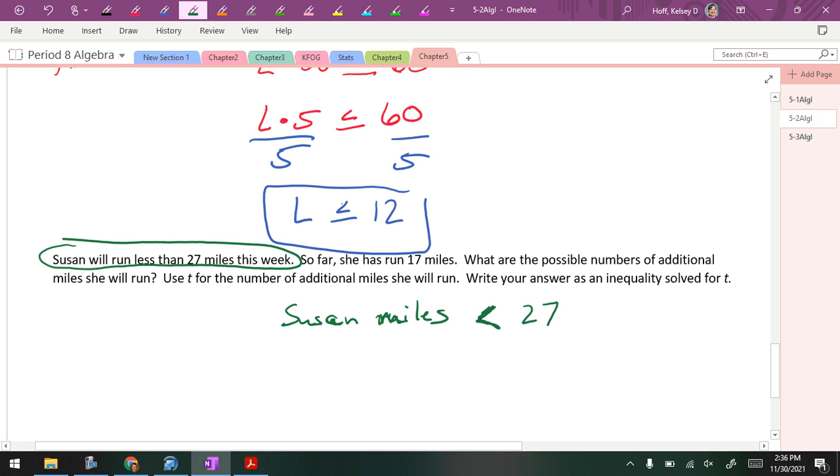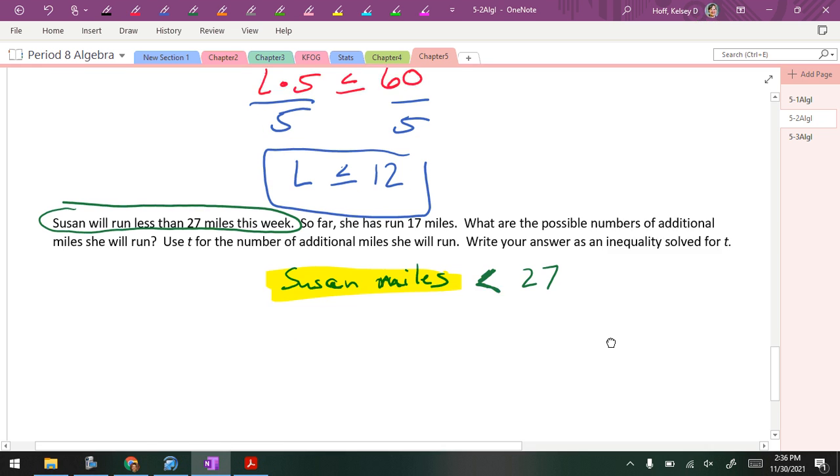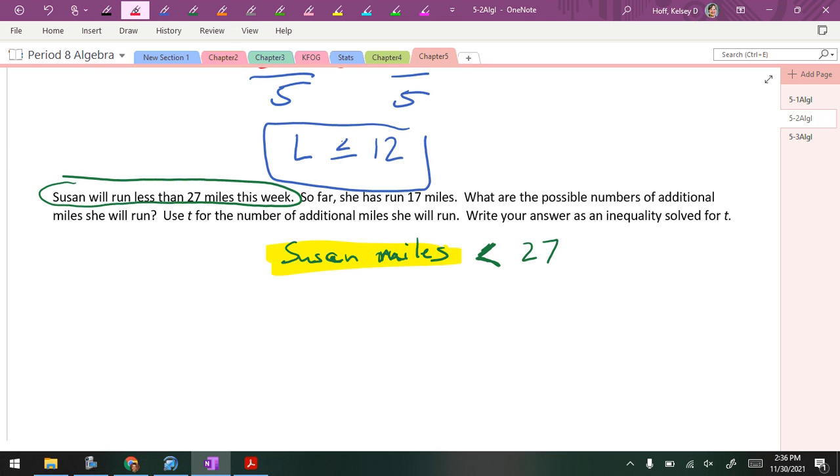So far, she's run 17 miles. What are the possible number of additional miles she will run? Use T for the number of additional miles she will run. Write your answer as an inequality. So now I don't want to talk about Susan's miles anymore. How am I going to represent Susan's miles? 17. T is less than 27. What are the possible numbers of additional miles? Really, you want 17 plus T. Be careful with that plus and the T. They start to look alike.